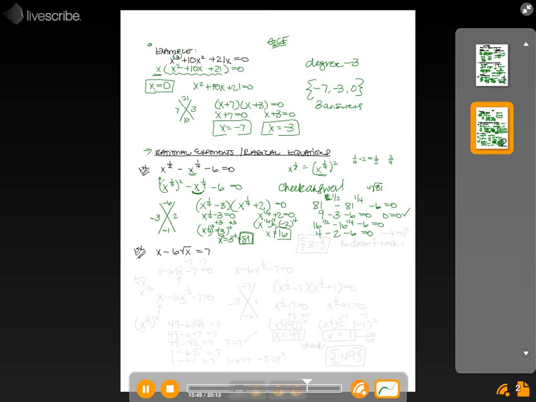Well, 4 minus 2 is 2. 2 minus 6 is negative 4. Negative 4 equals 0. That doesn't work. So 16 is not one of the answers to our problem. And the only answer we have is the one that worked, which is 81.